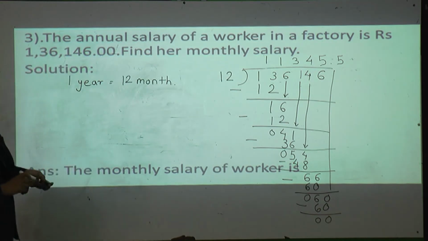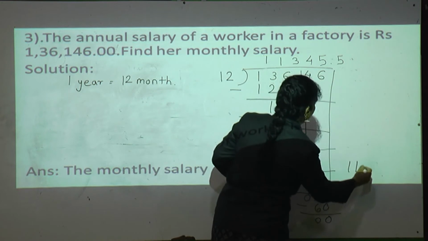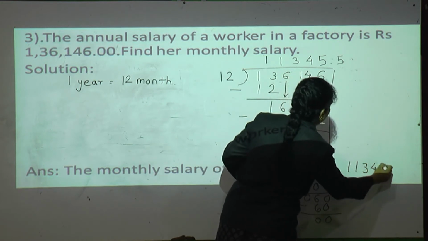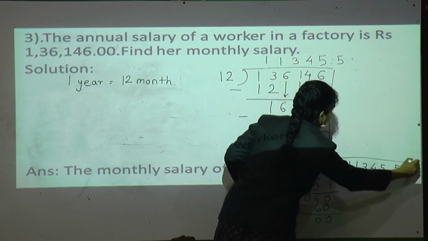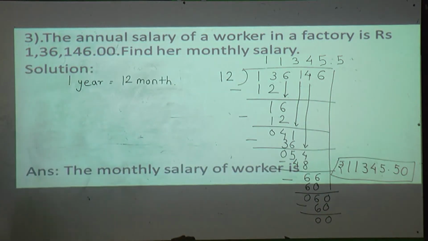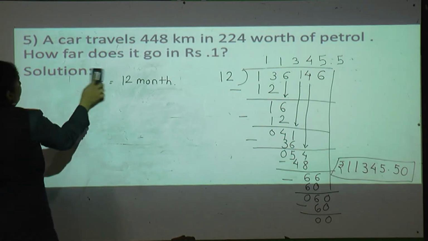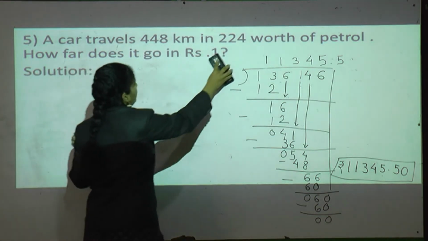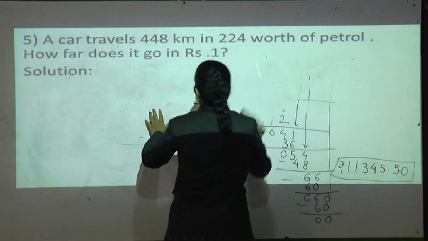Okay, so write the answer in words here. Lastly, the monthly salary of the worker is 11,345.50 rupees. Okay, all of you understood this students? Good. Now we will see our next example. Fifth one. The car travels 448 km in 224 rupees worth of petrol.